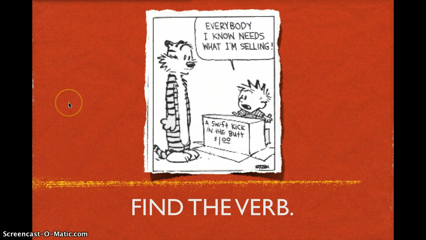Let's take a look at this Calvin and Hobbes cartoon. Hopefully you find it a little bit funny. So Calvin is telling Hobbes, "Everybody I know needs what I'm selling, which is a swift kick in the butt for only $1." So we need to first start by finding the verb in the sentence that Calvin is saying. Take a look.